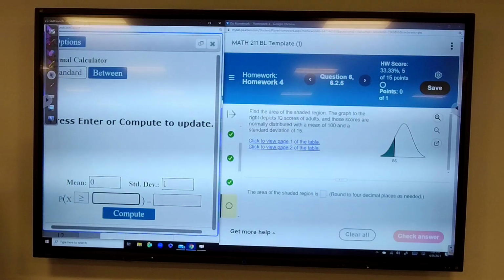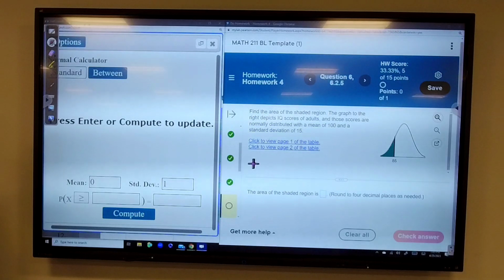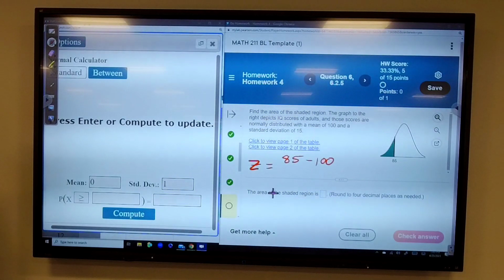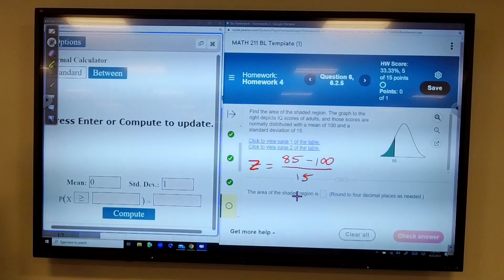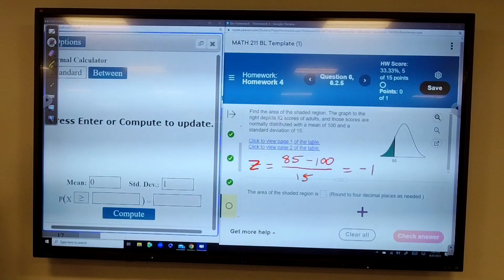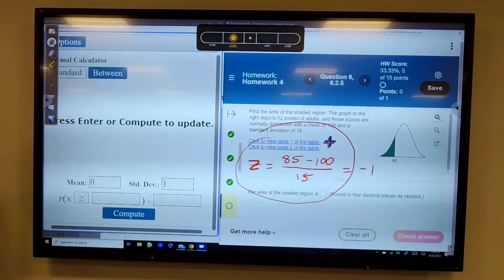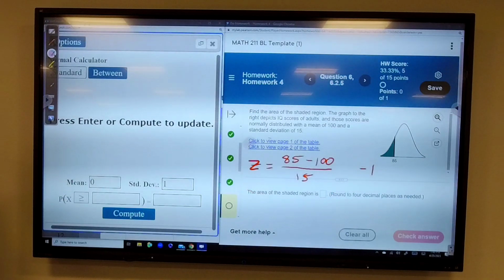Well, I wonder what the z-score is for 85. Observing an 85, I take away the mean. That's the deviation of 85 compared to the standard deviation. Then I can get the z-score, which appears to be -1. This is just our z-score. Remember, we did this last week? So I'm getting a z-score of -1.